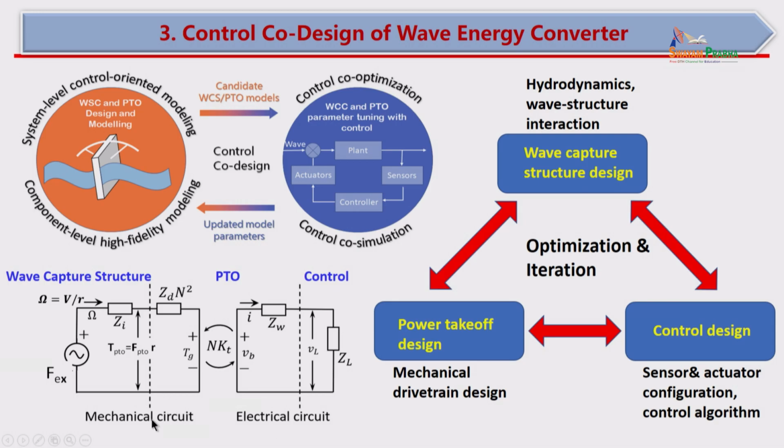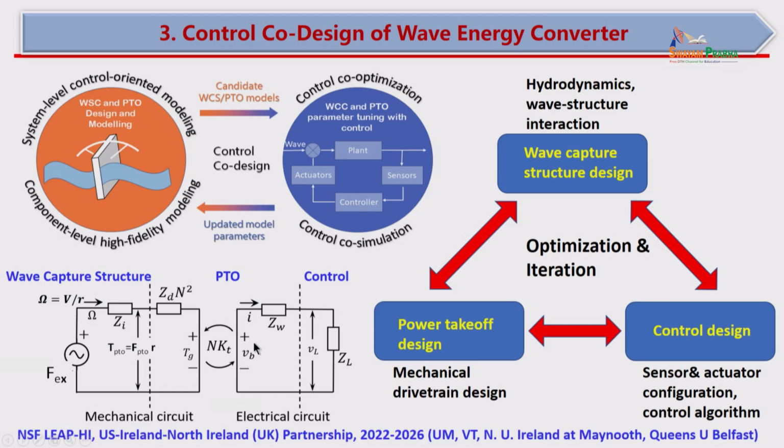If you design the system only with, for example, the PTO design, and you don't consider the power takeoff electric components, you can take the maximum power input, but maximum power input is not necessarily maximum power output. So you need a certain level of consideration for the overall system. In this class, we are also going to teach control co-design.